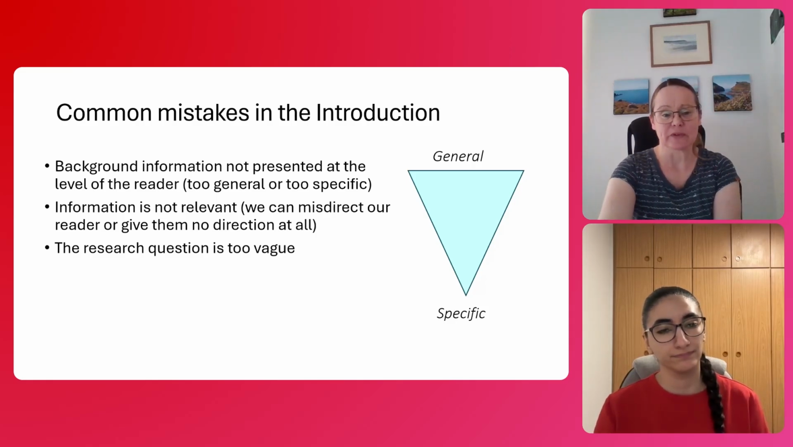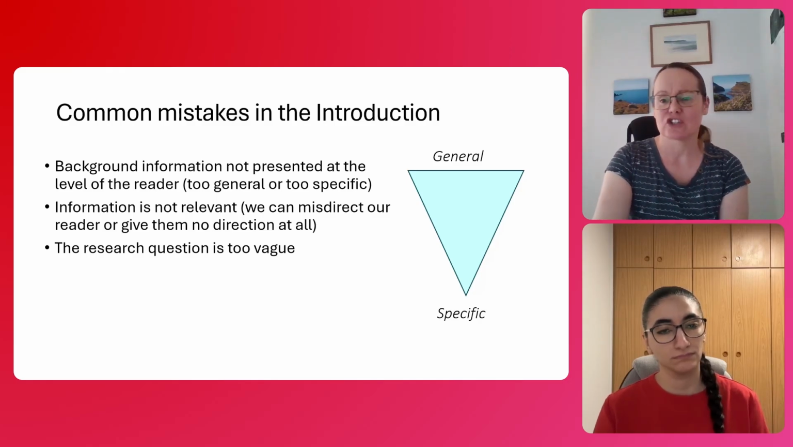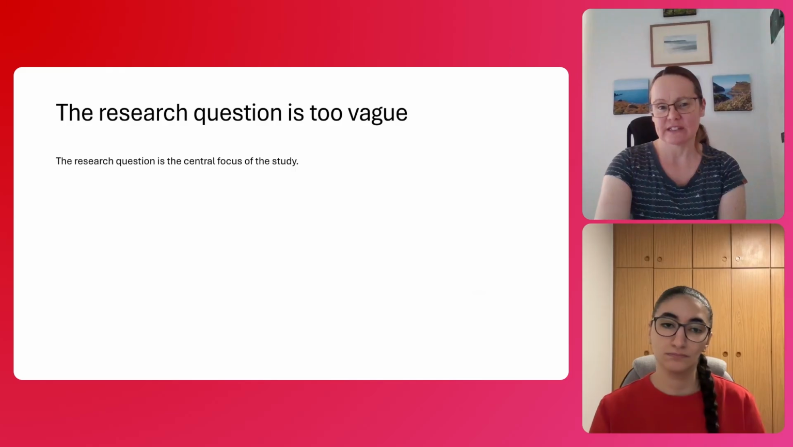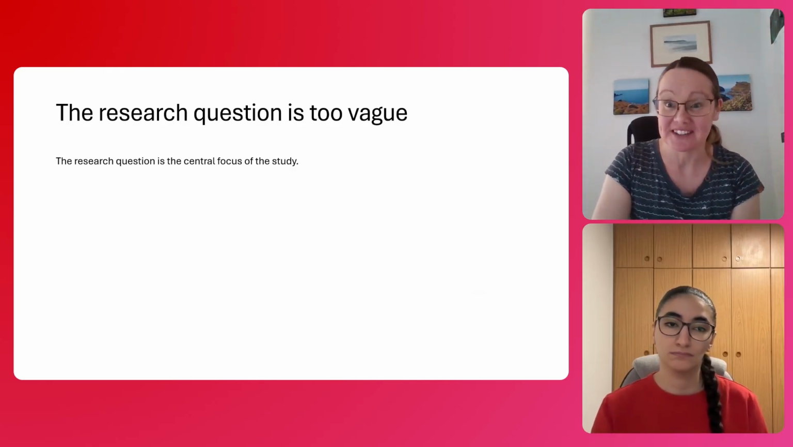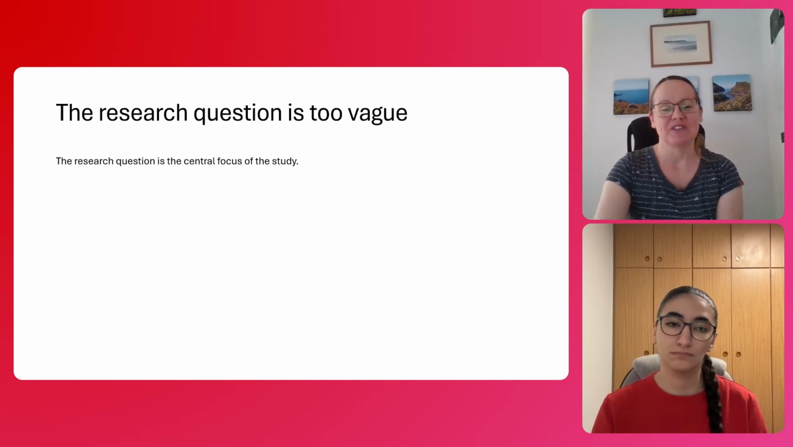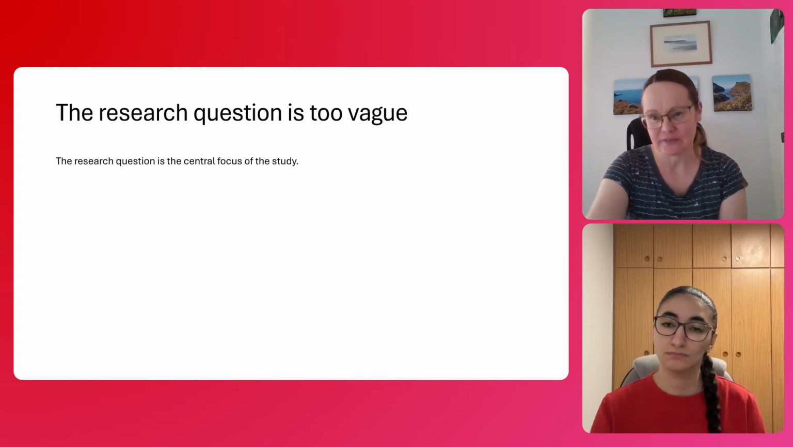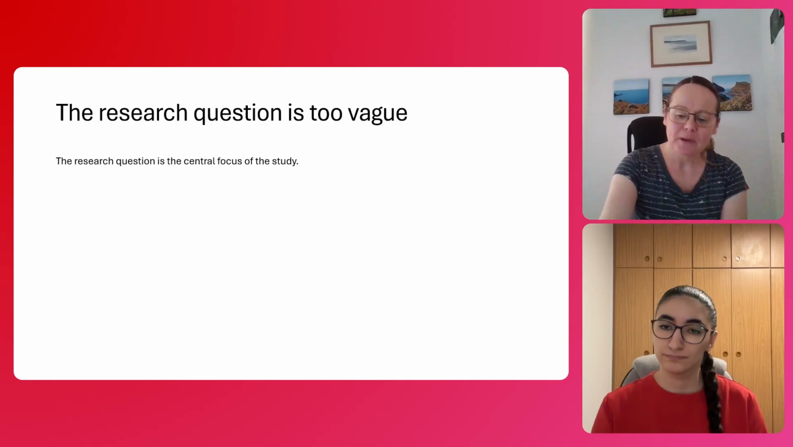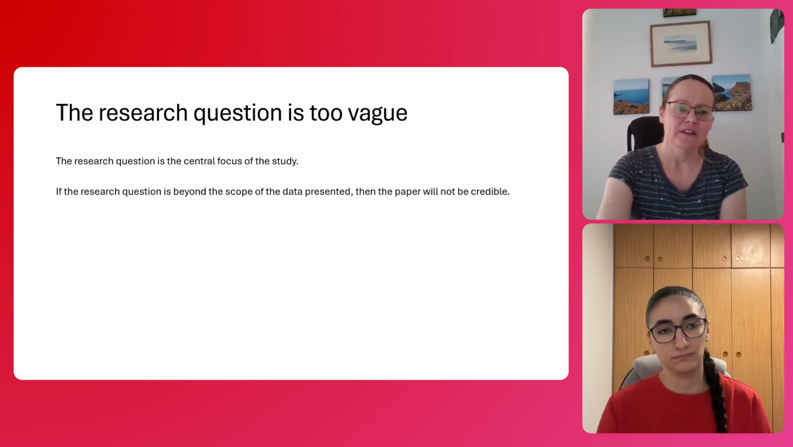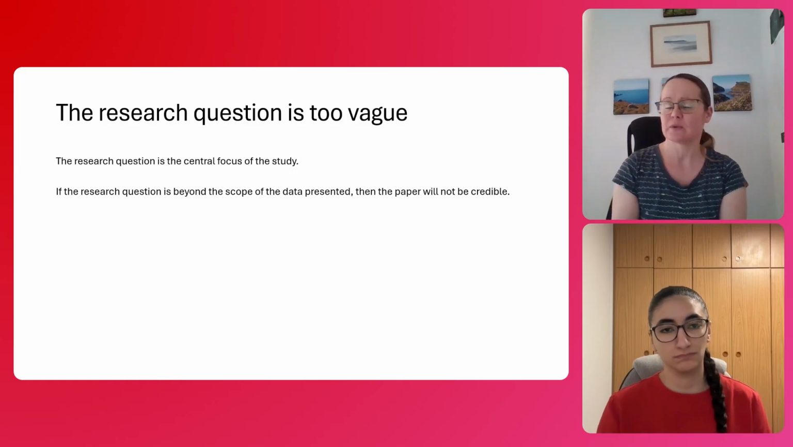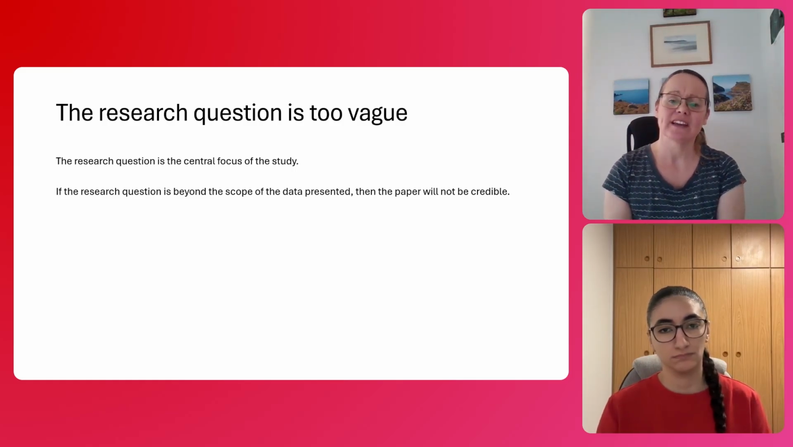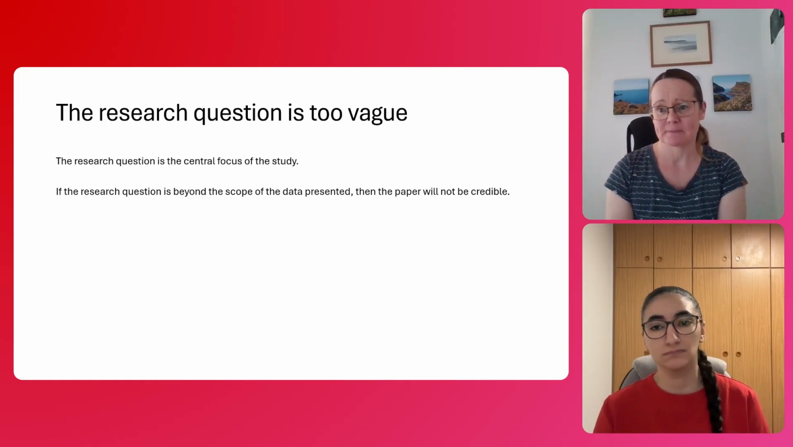This is perhaps the most serious mistake that we can make in the introduction, and that is that we have a research question that's too vague. So I want to talk a little bit more about that because I think by now I've made it clear that the research question is important. I've talked already about how it is the central focus of the study. And the problem is that if the research question is beyond the scope of the data that we're presenting, then we are not going to have a credible paper.